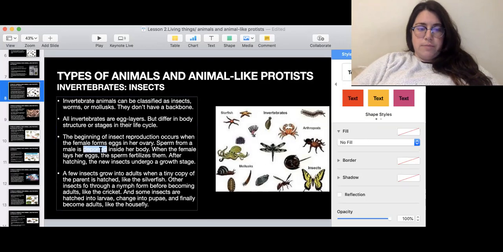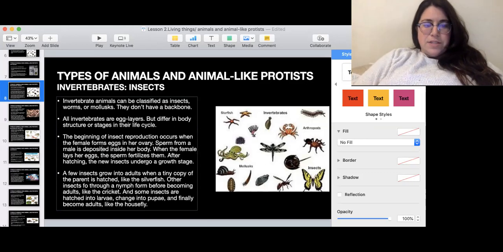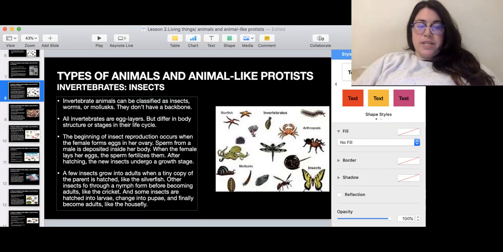Sorry, there's a mistake, but I'm going to fix it real quick. Okay, so sperm from the male is deposited inside the body of the female. When the female lays her eggs, the sperm fertilizes them, and after hatching, the new insects undergo a growth stage.